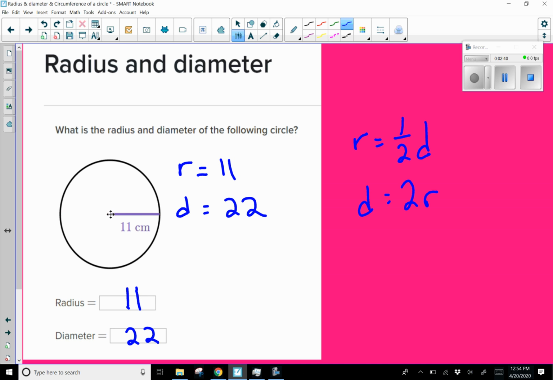Here, again, we're starting at the center and going to the outside edge, so they've given you the radius. So if your radius is 11 centimeters, in order to find my diameter, all I need to do is just multiply my radius by 2. And 11 times 2 gives me 22 centimeters for my diameter.